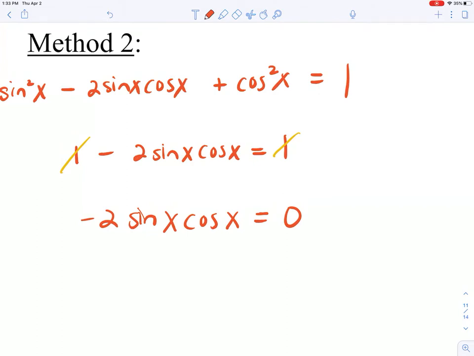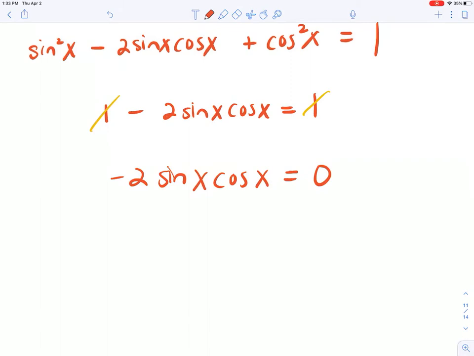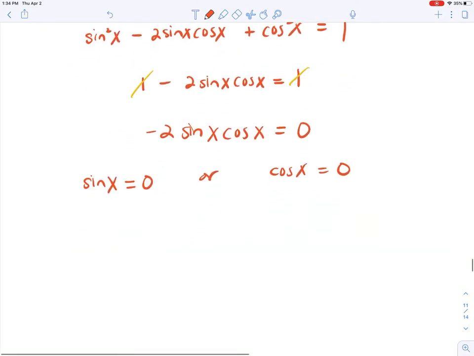There are different approaches you could use here. You could divide by -1 on each side and notice that, hey, that's the double angle identity for sine. So the left-hand side actually ends up being equal to sine of 2x equals 0. Or from here we could use the zero product property since we have a product equal to 0, where sine of x is equal to 0 or cosine of x is equal to 0.